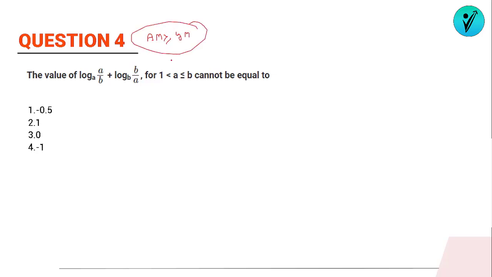Okay, so how come? It has been given the value of log A upon B. Now can we write log A upon B as simply log A with base A minus log B with base A? Okay, simply I'm splitting it. So let's write it this way. So it will be written as log A with base A minus log B with base A.